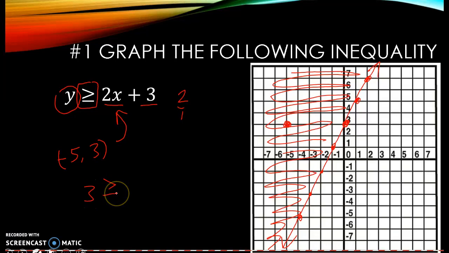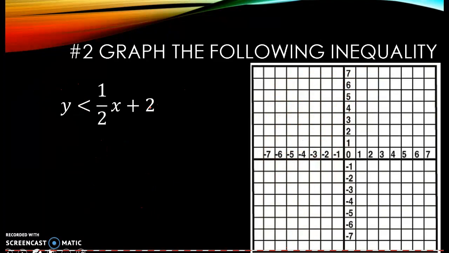For example, y is 3. That's greater than or equal to 2 times -5. Well, that's -10 plus 3. And -10 plus 3 is -7. So 3 is greater than or equal to -7, which means that point makes this equation a true equation. And every point here, even the ones that are decimals in between everything, would make this equation a true equation. And so my solutions are an infinite number of solutions. They include everything on the line, because it could be equal to this, and everything above the line, which is where I shaded.